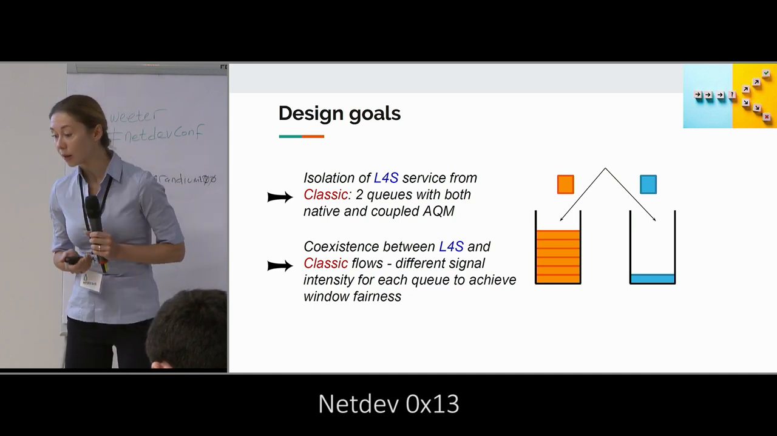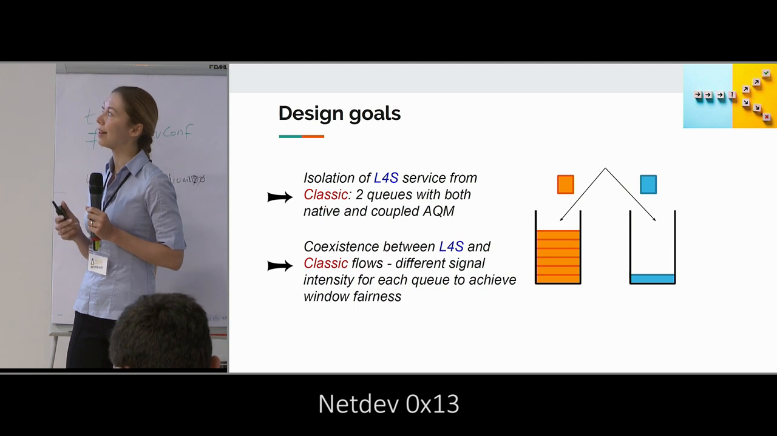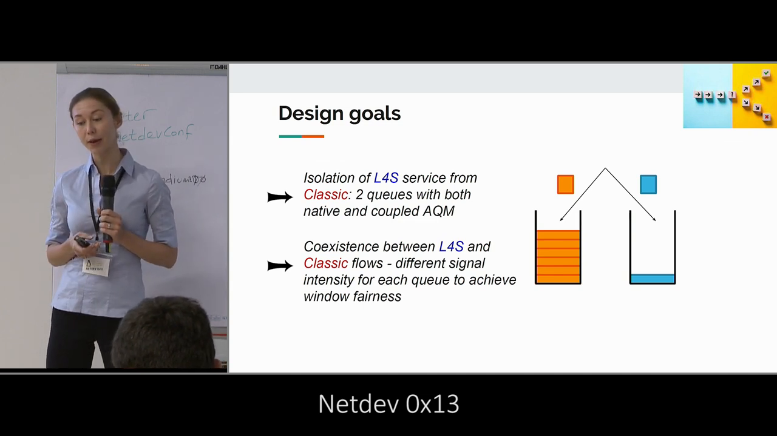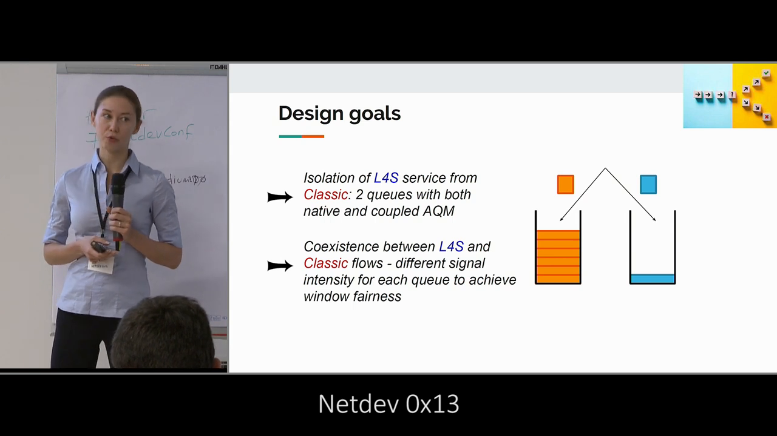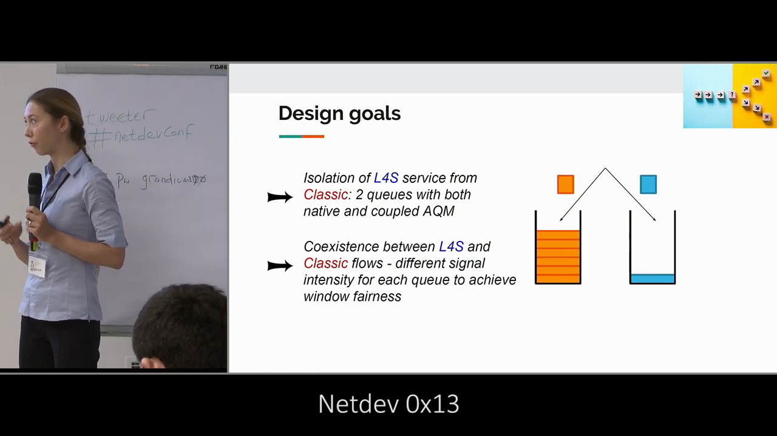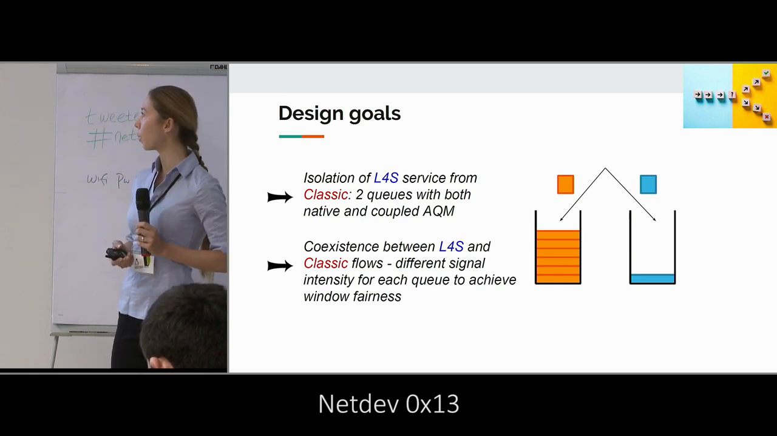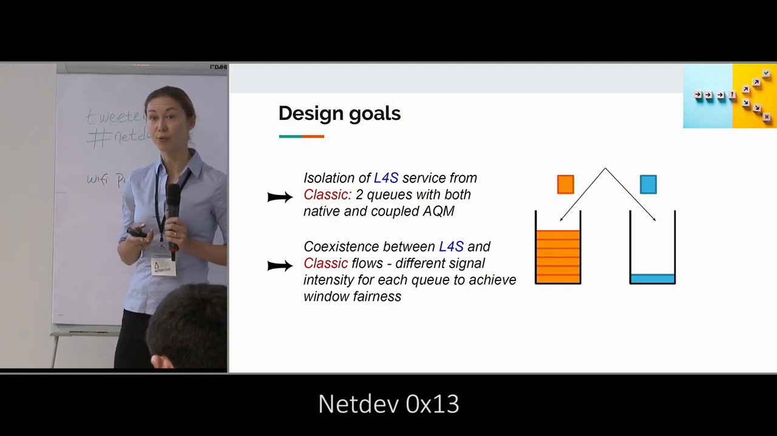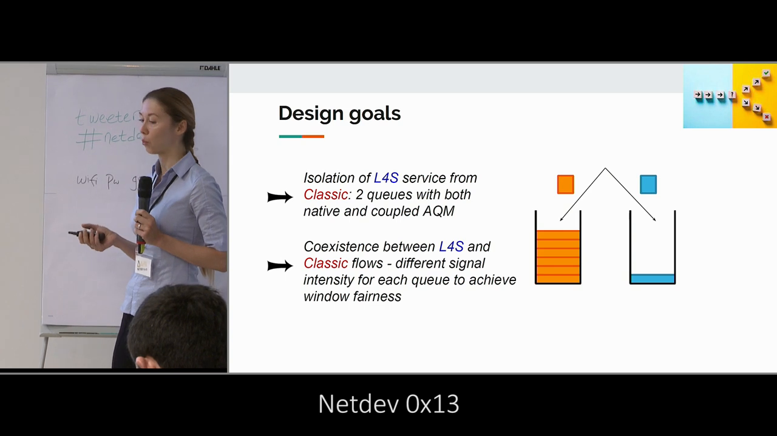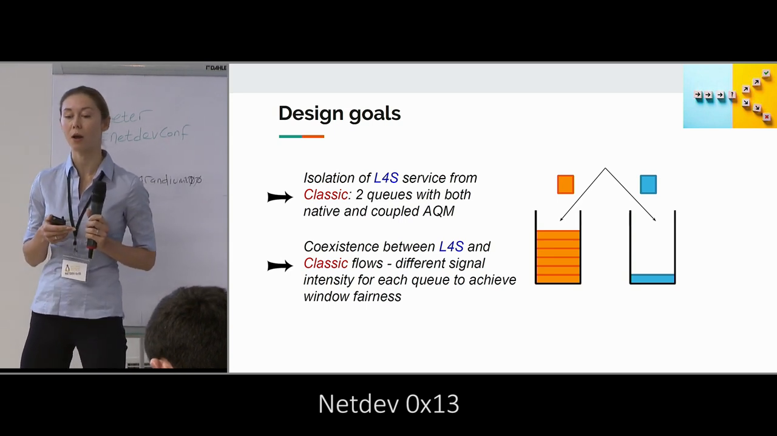To summarize the main goals that we have with DualPI2 AQM, we can simplify down to two points. The first is isolation of L4S traffic from classic traffic. The second goal is to make the coexistence of those two types of traffic possible. To solve the first problem, we use two different queues, and each one of them has both native and coupled AQM. To make the coexistence possible, we apply different signal intensity for each type of traffic: higher signal intensity for more aggressive traffic and lower signal intensity for the other traffic.